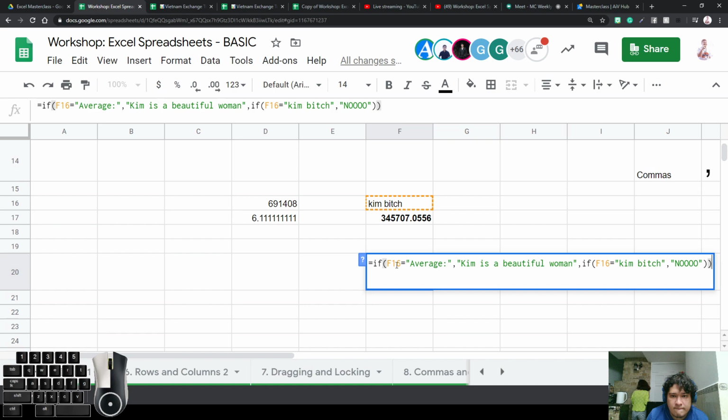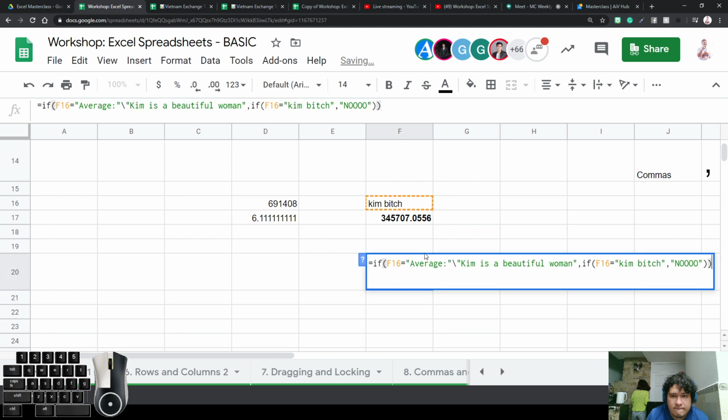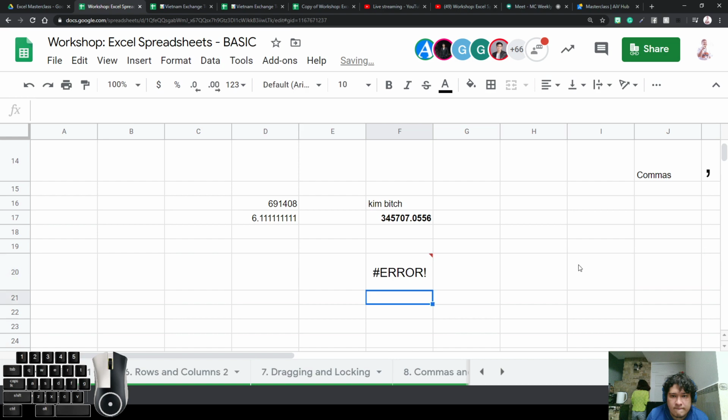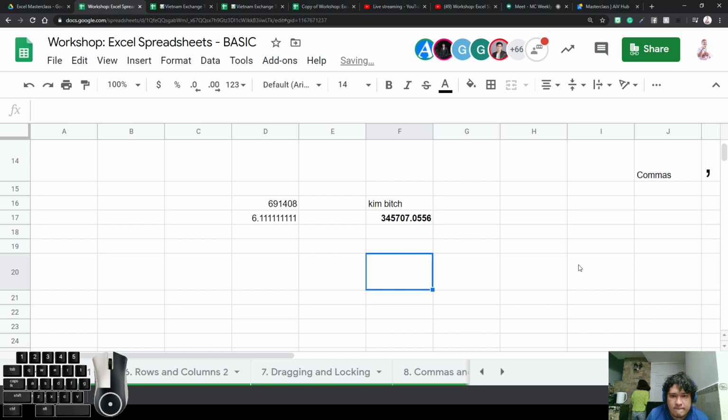So it says if F16, oh, not F12, F20, sorry. So if F16 says exactly this test, I want F20 to show exactly this test. But I need a comma, right? If I don't do the comma, there's going to be an error. If I don't do the comma again, there's going to be an error. If I don't close, it's going to be an error. So that's the importance of us understanding. Brackets open, they should always close. The comma, whatever comma you put, is going to divide something.